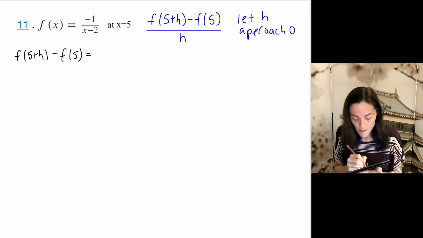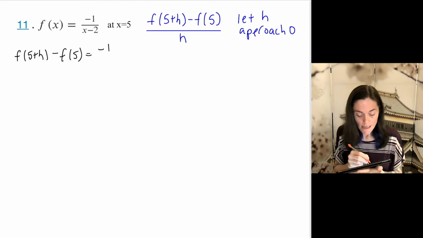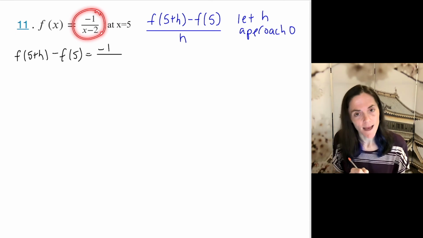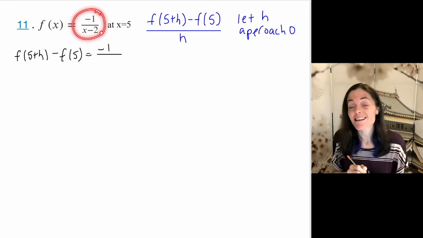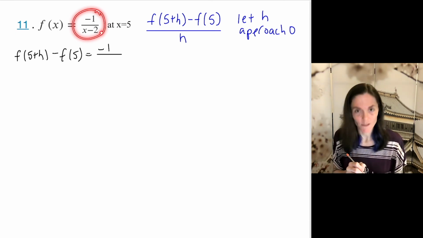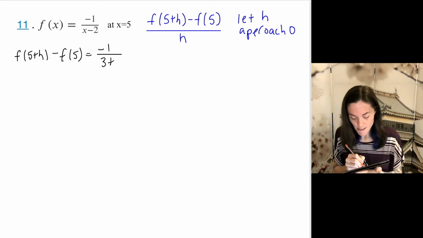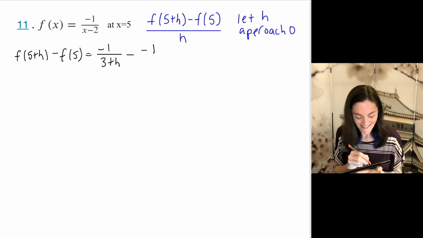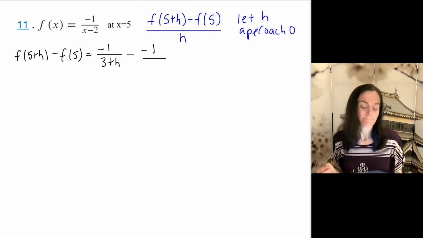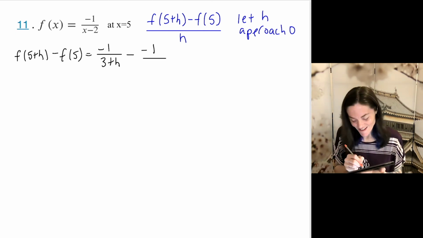Okay, f of 5 plus h, we have minus 1 divided by, well, what happens when you put 5 plus h in for x? The denominator is 5 plus h minus 2, which is 3 plus h. We have a 3 plus h here. Then subtract off, this is a negative 1 over 5 minus 2, which is 3.